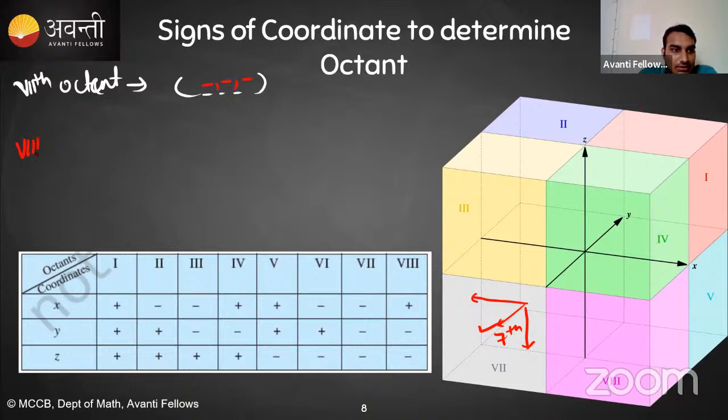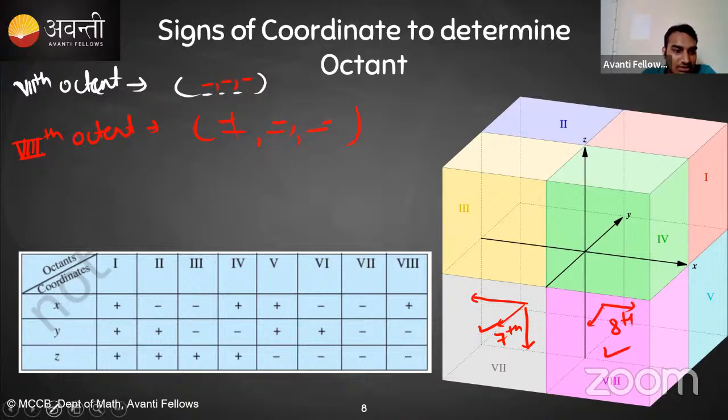Similarly, the eighth octant. What is happening in the eighth octant? You can see that x is positive, right? See this one, the eighth one, x is positive. You are on the backside, so y is negative. And since you are below, z would be negative. So plus, minus, minus. Is this clear?